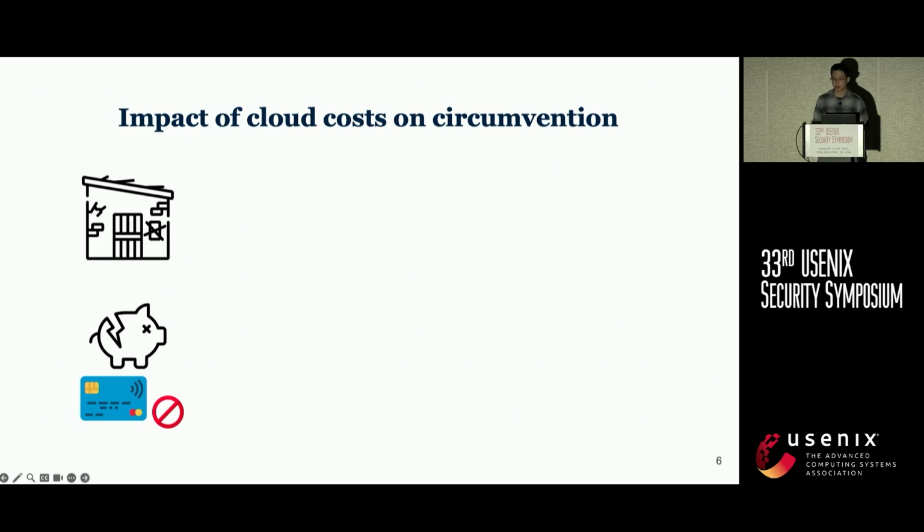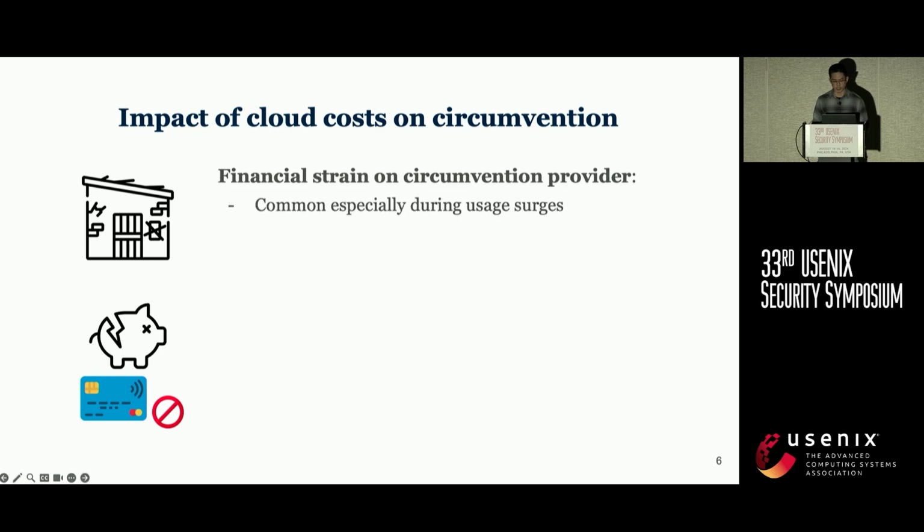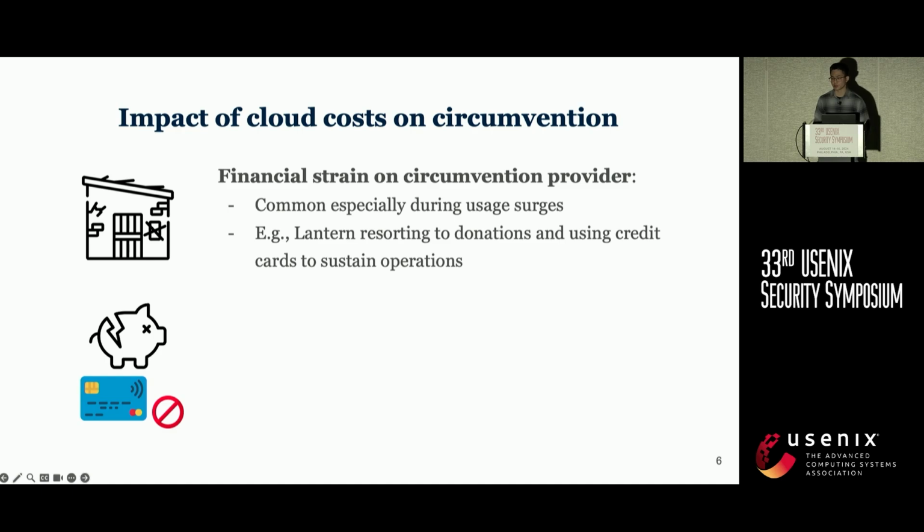This is particularly problematic for circumvention proxies, both for proxy contributors but also for the censored clients. For the former, financial strain is not uncommon, especially when dealing with usage surges. For example, Lantern had to resort to accepting donations and using credit cards to sustain operations when they had to scale up due to usage surges. On the other hand, you could claim that, hey, let's ask censored clients to pay for this. That's perfectly fine, except for the fact that you're making it harder for clients to access the free internet. There's an increased barrier here.